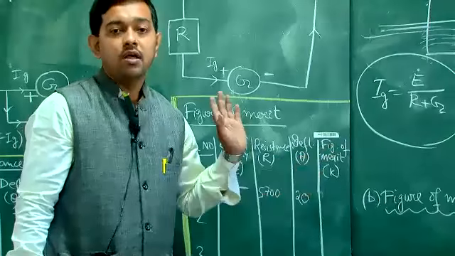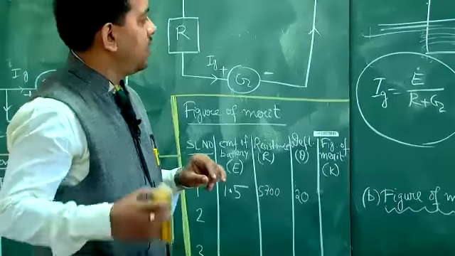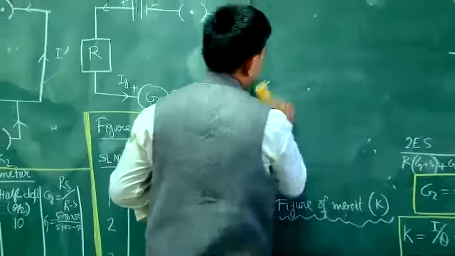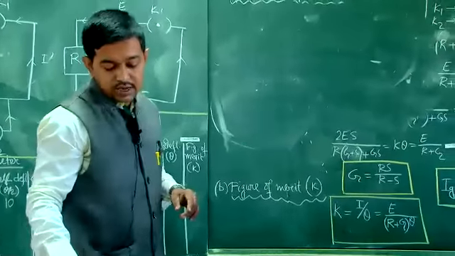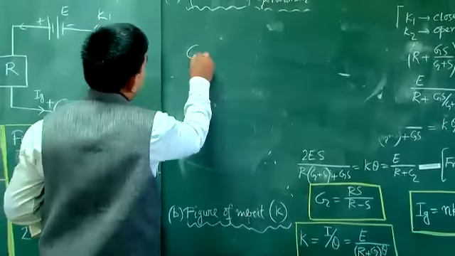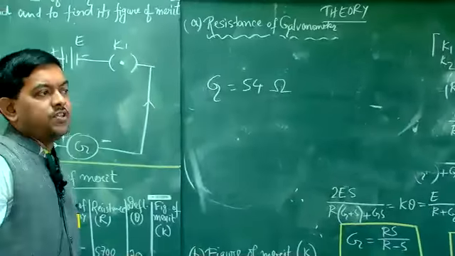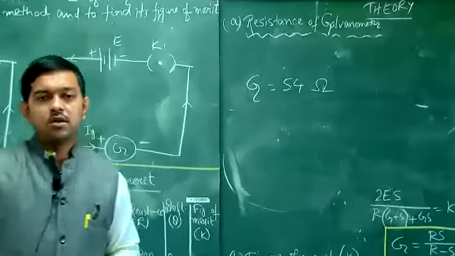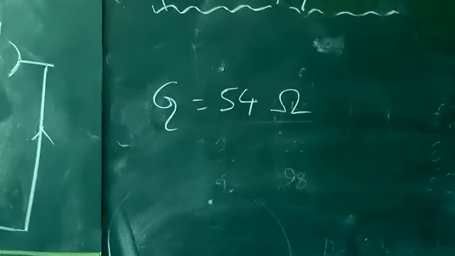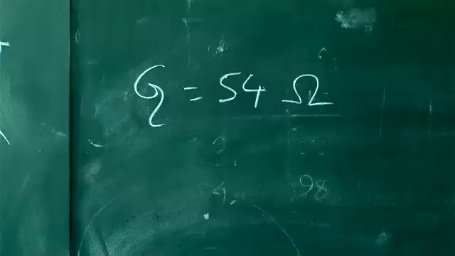Then we can only find out the value of the figure of merit. Okay, K value. Let me tell you, just to give you some idea, the values of G and K, because for the last few years we have been doing the experiments on the same instrument, so we know the values. Capital G will come almost 54 ohm, 53.26 ohm. Last year we got 53.26 ohm, so nearly 54 ohm. This is the resistance of the galvanometers that we are using.